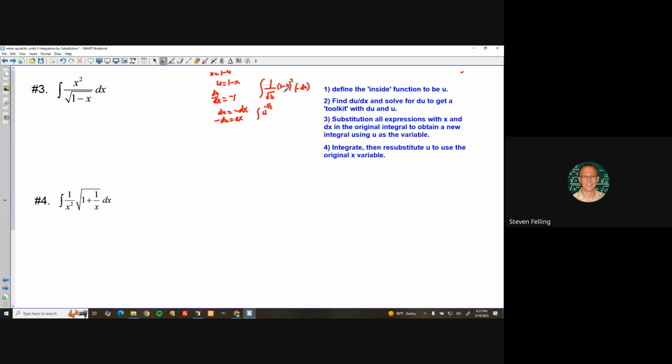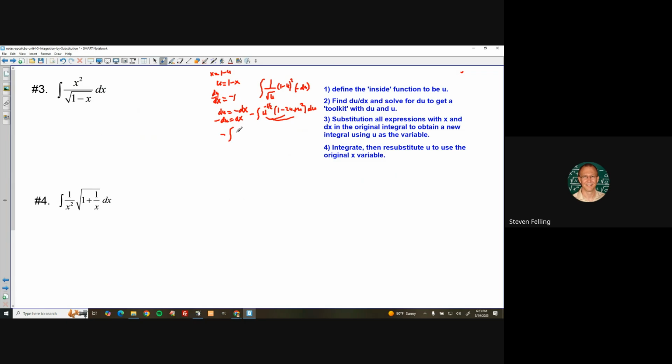And then I'm going to do FOIL here. That's the same as 1 minus 2u plus u squared. I'm going to bring the negative outside, and now everything is in terms of du. And then finally, I'm going to distribute this to all of those. It's pretty complicated, but we could make this work.